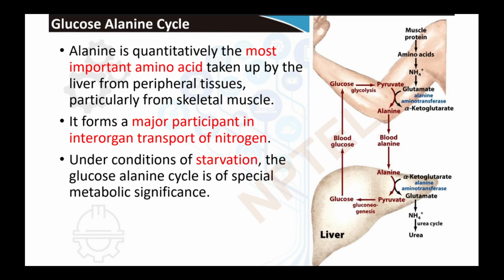So transport of nitrogen occurs via alanine, because alanine is carrying that nitrogen, and then alanine will pass on that nitrogen to alpha ketoglutarate to form glutamate, and that glutamate can enter the urea cycle. This we had discussed when we were discussing the urea cycle as well. All the nitrogen present in the peripheral tissue and muscle will be carried by alanine, and then alanine will give the nitrogen to glutamate. This glutamate in the liver can enter the urea cycle.